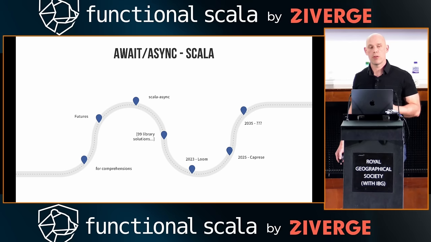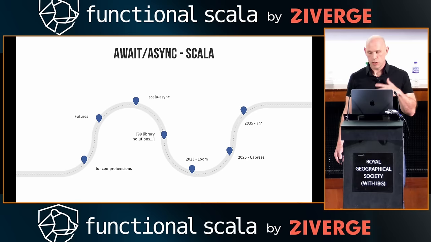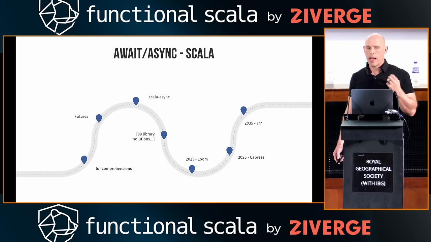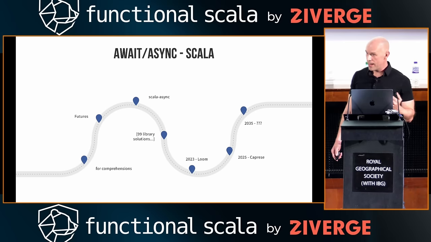And then we've seen dozens and dozens of different library solutions, things like Cats Effect and ZIO, but also things like direct style syntax for monads and tons of different solutions to try to simplify our building of asynchronous software. And then now we have Loom. 2025, we're going to have maybe Caprese. 2035, maybe we'll have something even better.